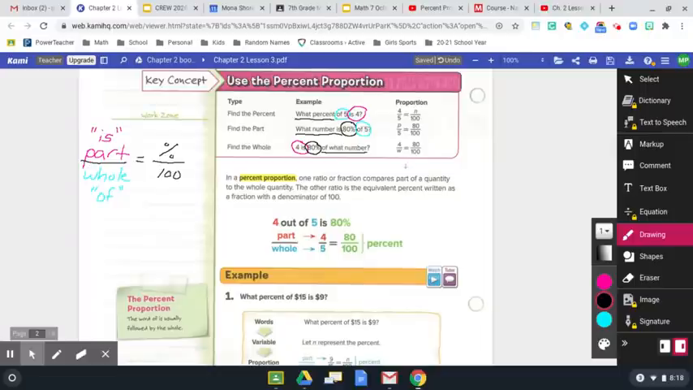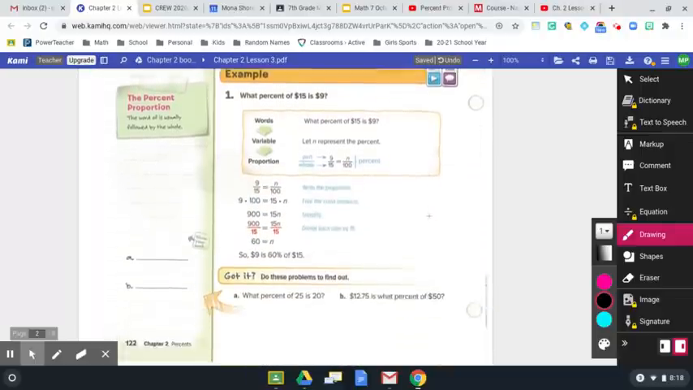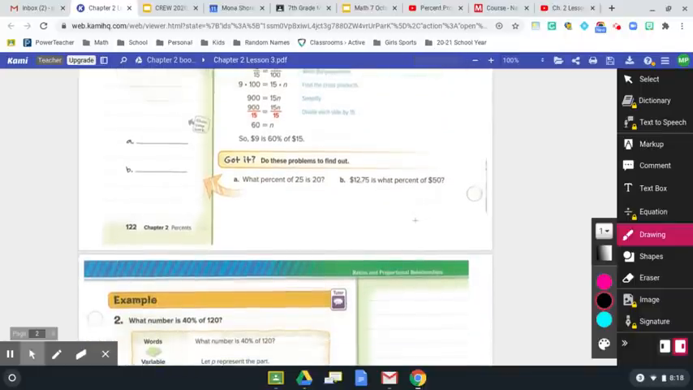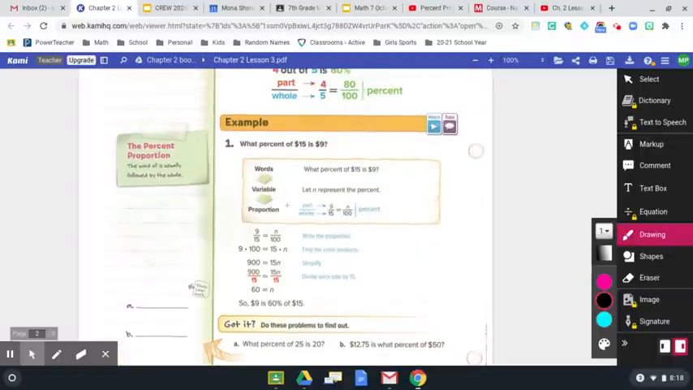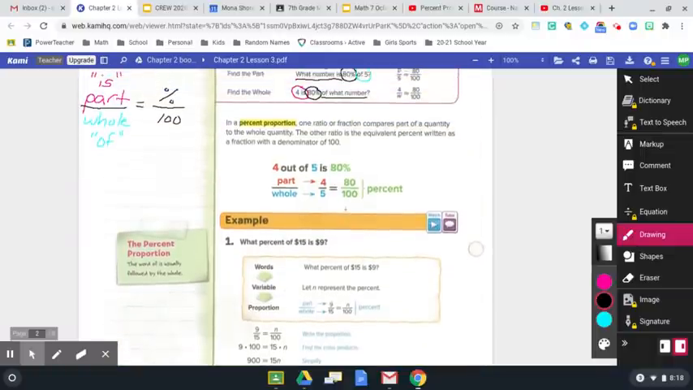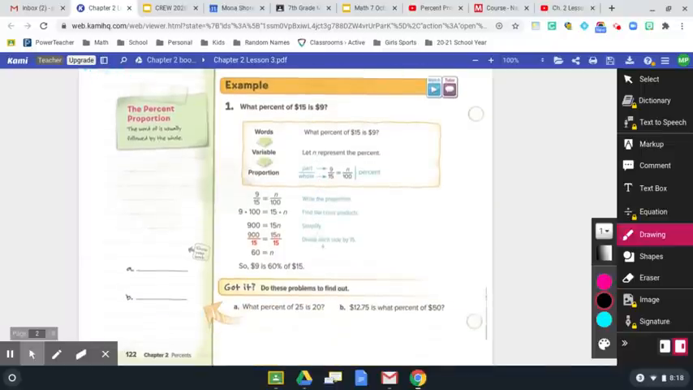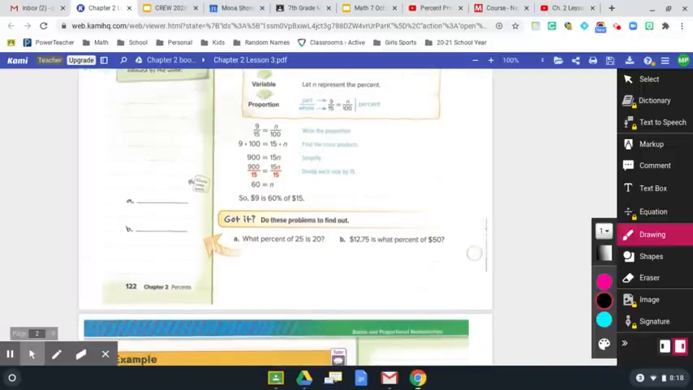So we're going to stick with this setup. We're going to look for that keyword is to find the part. We're going to look for that keyword of to find the whole. And then we're also going to understand what we're solving for in each of these. So we're going to come down and we're actually going to go right into the got it's here. And we're going to try these first. Now, in this section here, this is going to be us trying to find the percent. So you'll notice like in letter A and letter B, what percent? So I'm going to underline those right now. We don't know the percent.